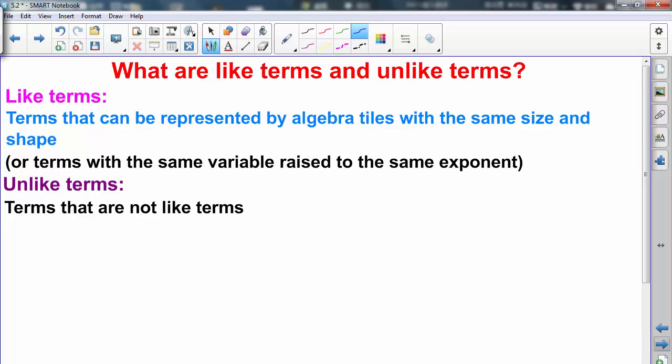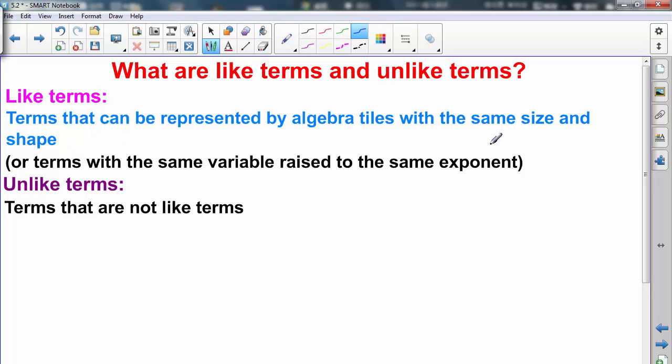So today we need to use those zero pairs to help us simplify polynomials. This is the big idea in this lesson. So let's look at what are like terms and unlike terms. Terms that can be represented by algebra tiles with the same size and shape. So this is the definition presented in the textbook.